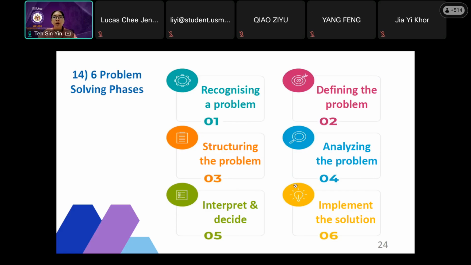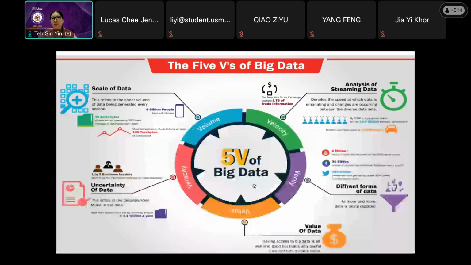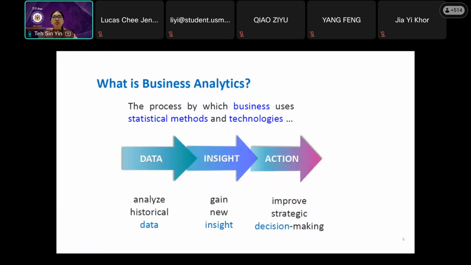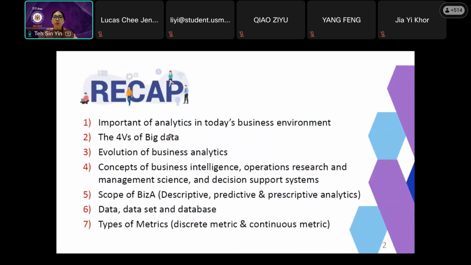All right, that's all from me for today. Let me give a quick recap of what you need to know. As we mentioned, we cover the 5V of big data. You need to know what the 5V are. Can you type in the chat box? I want the 5V.